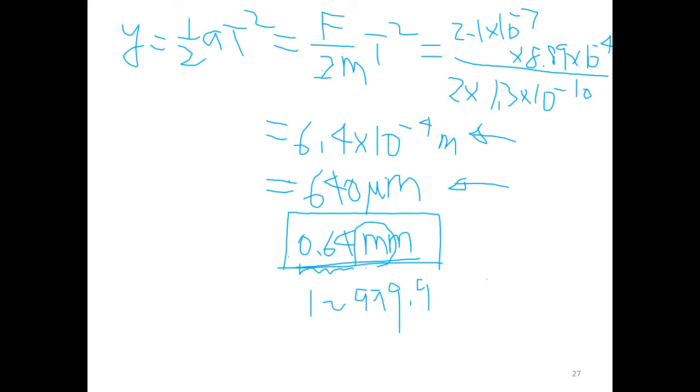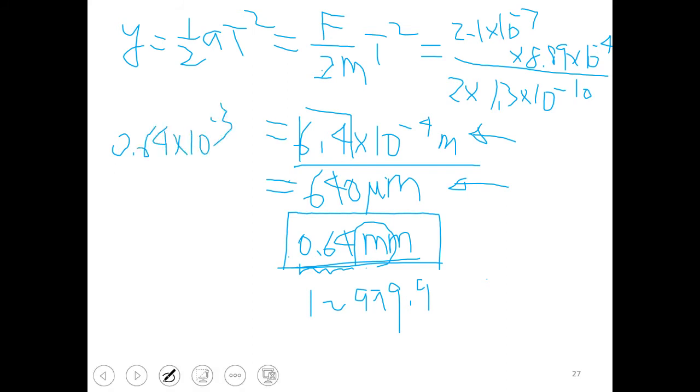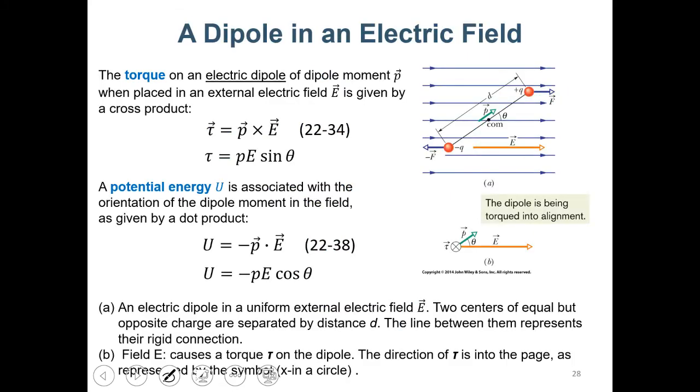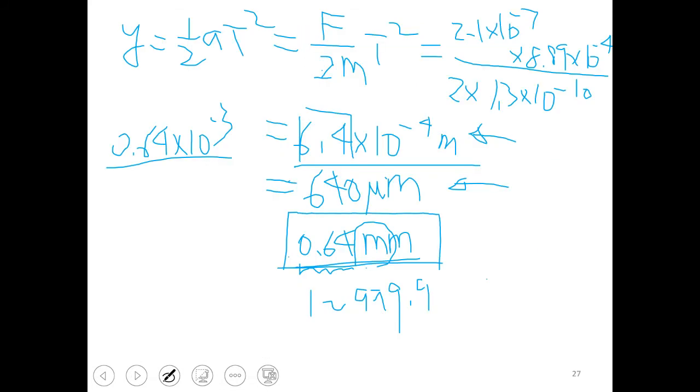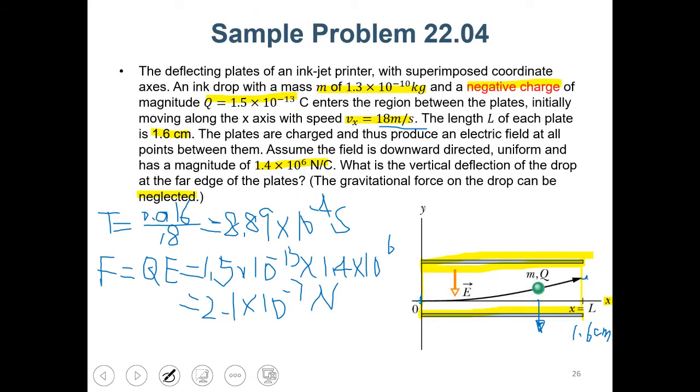And for scientific notation, the number should be between 1 and 10. Don't make it 0.64 times 10 to minus 3. This is not so good. Okay, any question for this example?